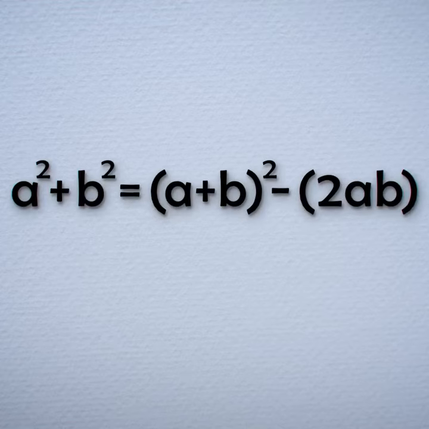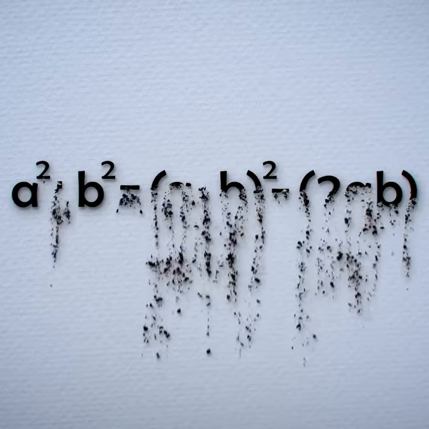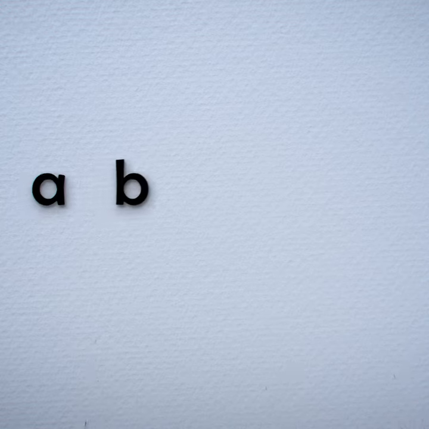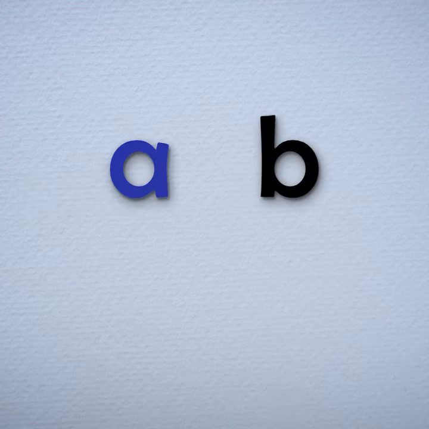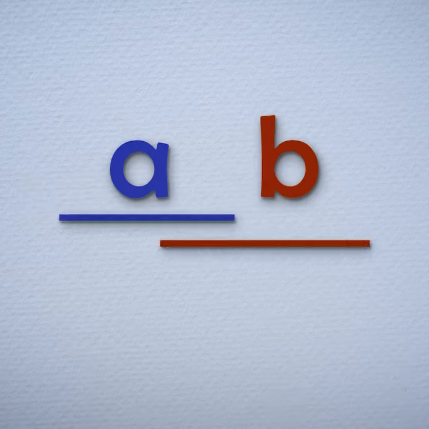Here's another algebraic identity. We could simply memorize it, but we need to understand what these concepts mean if they're going to be of any use to us. Again, we're working with quantities a and b, which we can visualize as line segments.